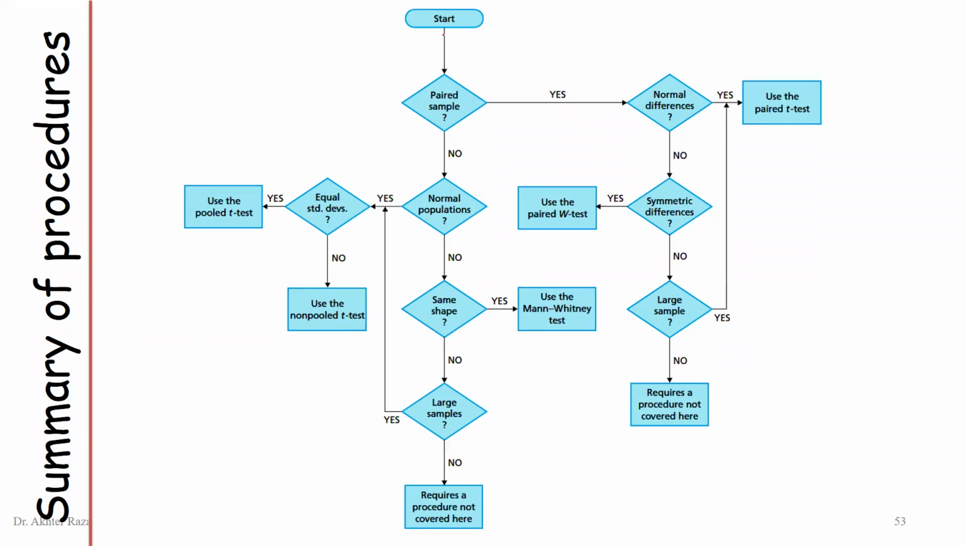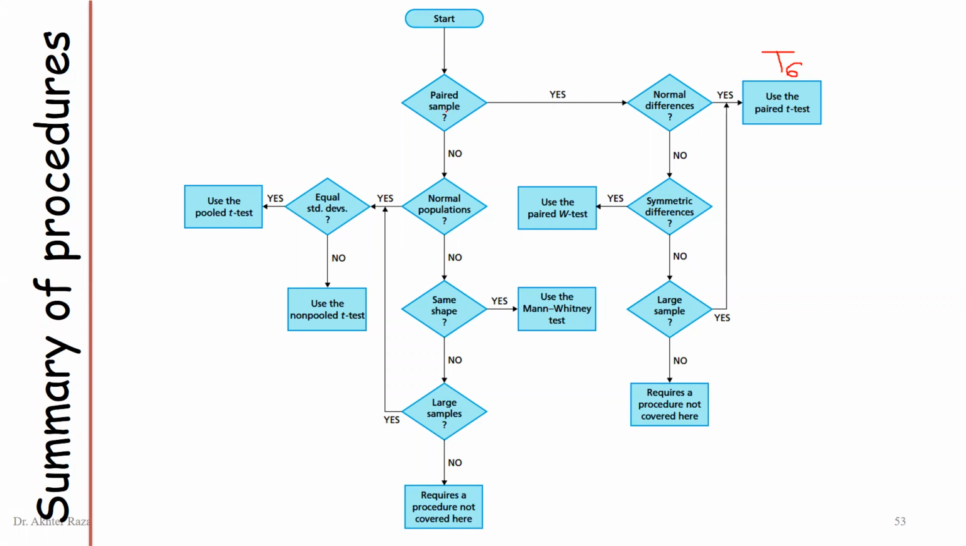This is the flowchart. Starting initially, we check the paired sample. If you have a dependent sample, you have to check whether the differences are normal or not. If the differences are normal, you can use the paired t-test. So this is very simple. If we have a paired sample and the population is normally distributed, the paired t-test will be used. This is T6.